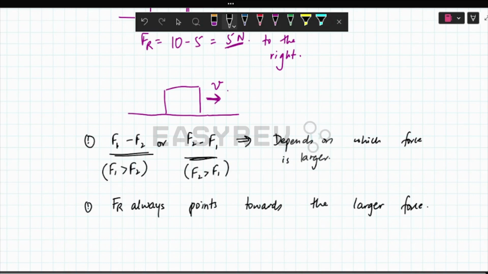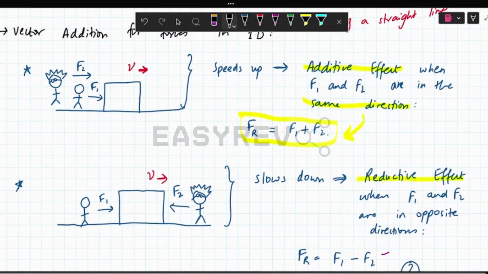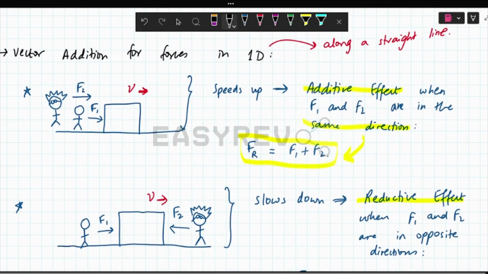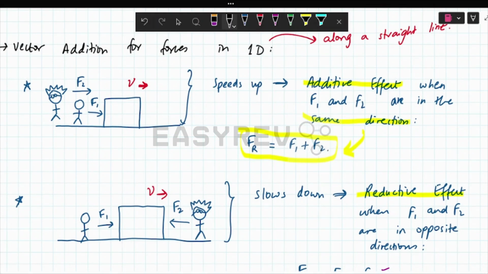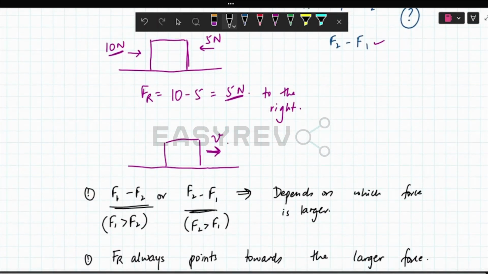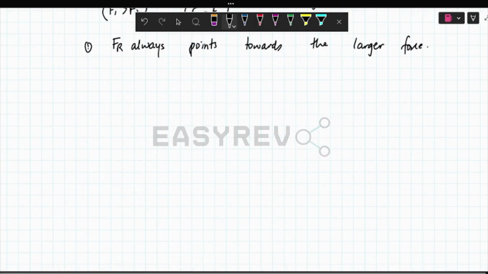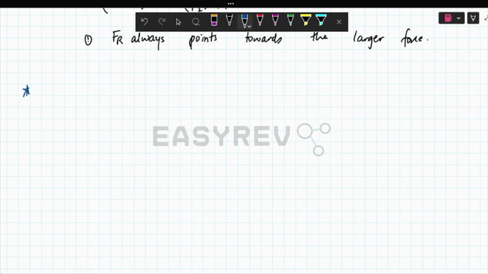Right? So now we've established two very important points with regard to vector addition for forces. In one dimension, when forces are arranged in the same direction, we add the two forces together, and whenever forces are arranged in opposite directions, we subtract them. Now let me present a third scenario, which you can consider a special case, if you will. Suppose you have this box right here.